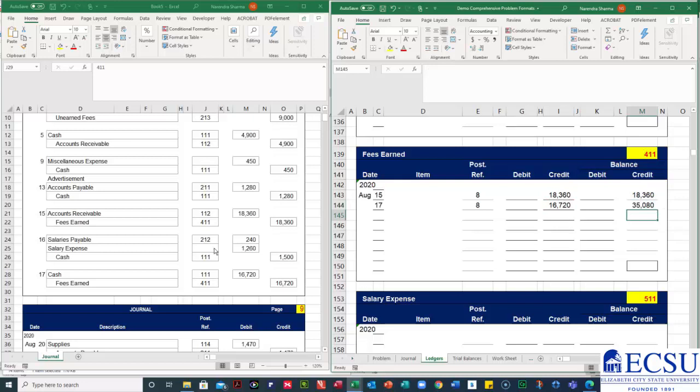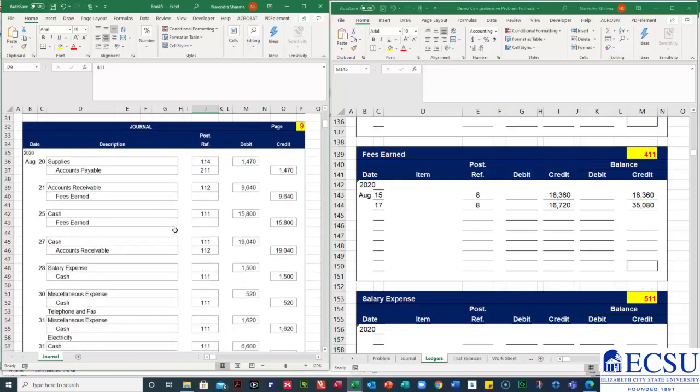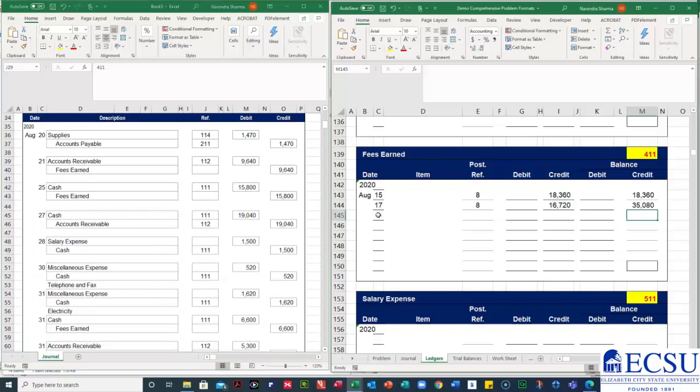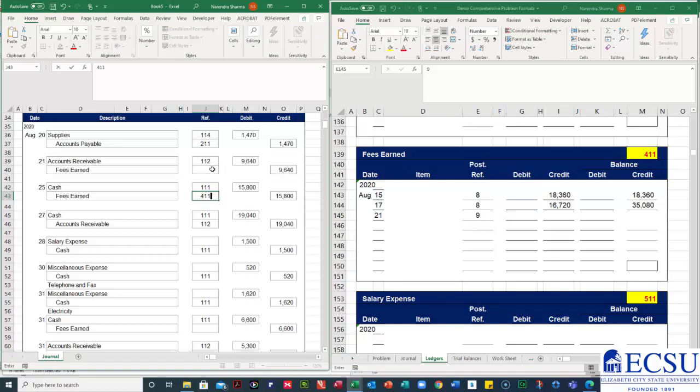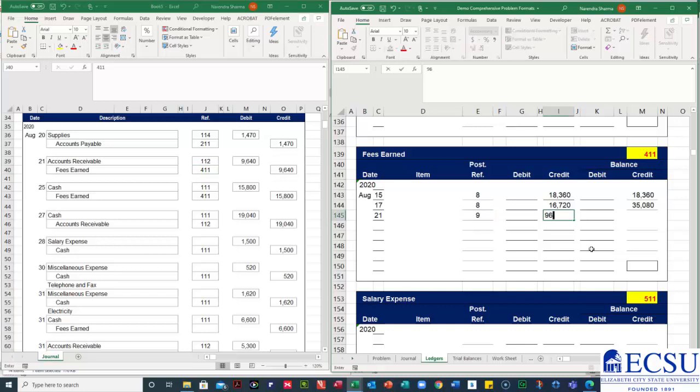All right, then I'm going to look for another fees earned. Fees earned, yes, on the 21st. 21st, page number 9, this is not 8. So the amount here is going to be 411. Okay, that's also 411. So now we're doing 21. It was a credit of 9,640. So my balance will go up by 9,640.